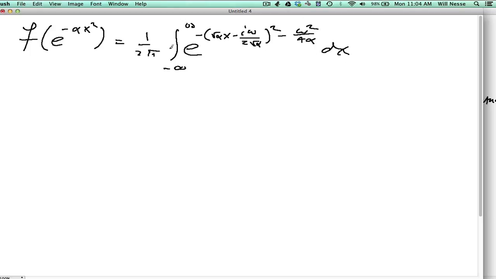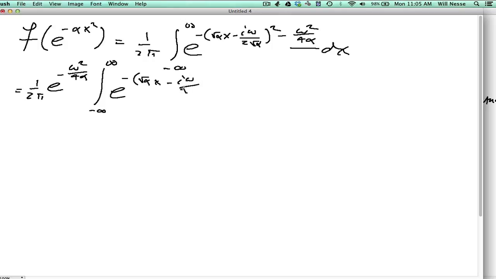All right, notice that this is an integral in dx, and this term here has no x's in it at all. So 1 over 2 pi e to the negative omega squared all over 4 alpha, times the integral from negative infinity to infinity of e to the negative root alpha x minus i omega over 2 root alpha, quantity squared, dx. So what I see here is a very complicated expression, but the whole thing is sandwiched inside a square.